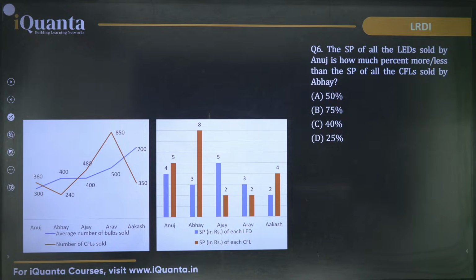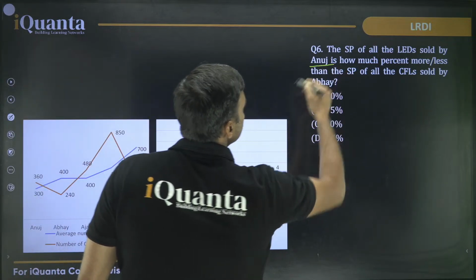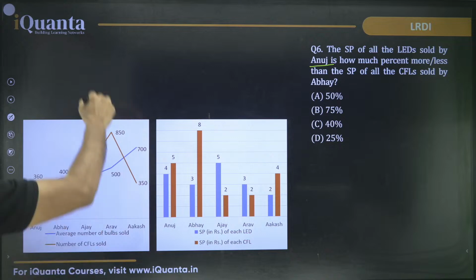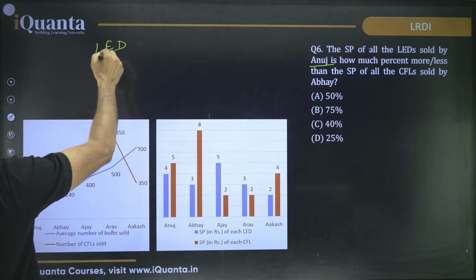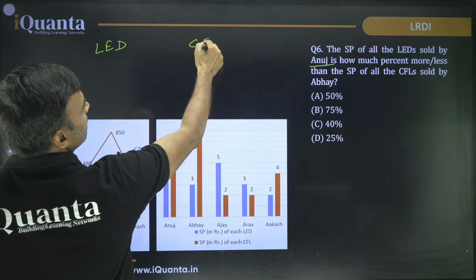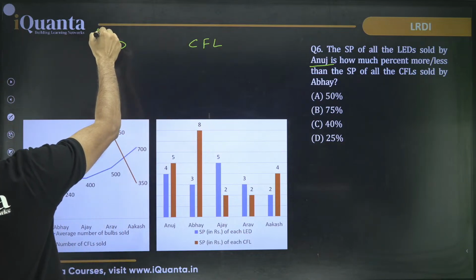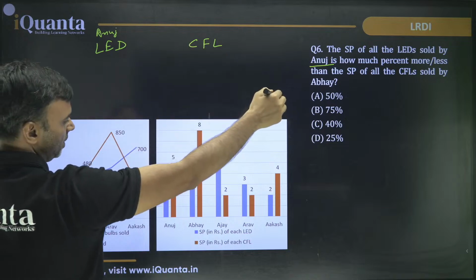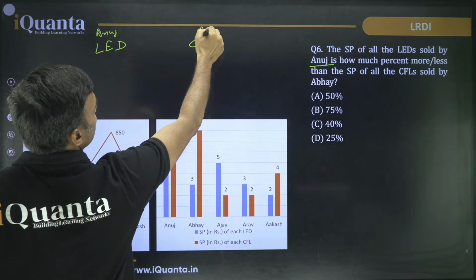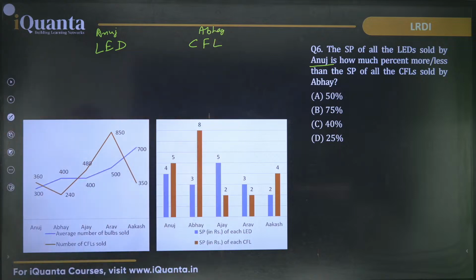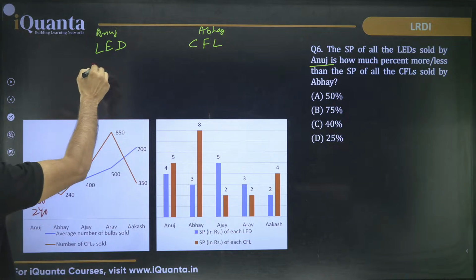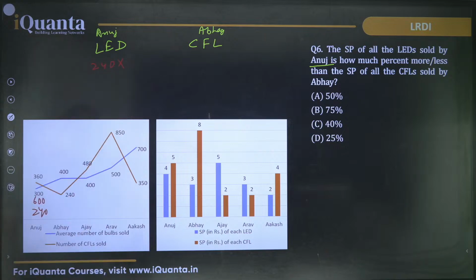So now we focus on Anuj, and we focus on LEDs, CFLs, but this is for Anuj and this is for Abhay. Be extremely careful, these are different people. For Anuj, this is 300, 600, 240. 240 is LED, 360 is CFL. We want LED. So 240 into LED price for Anuj.